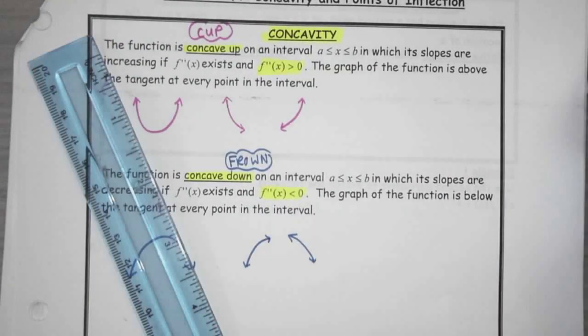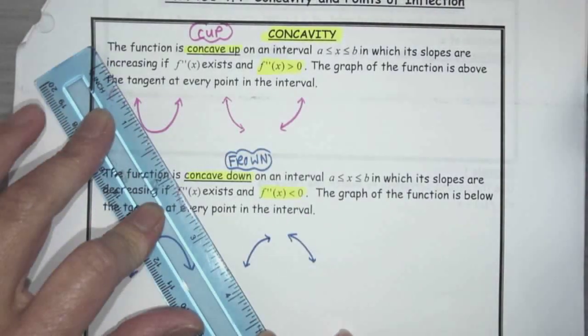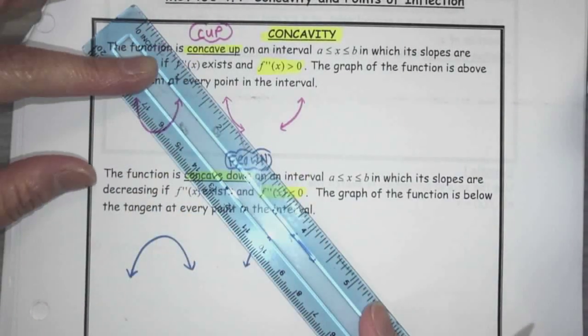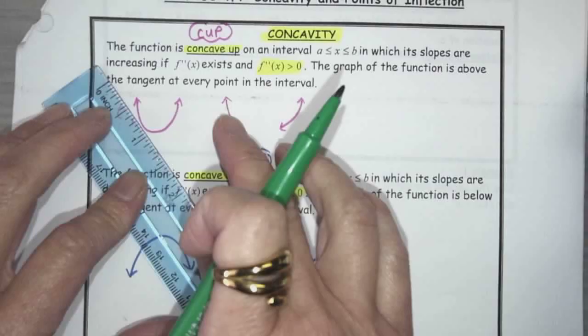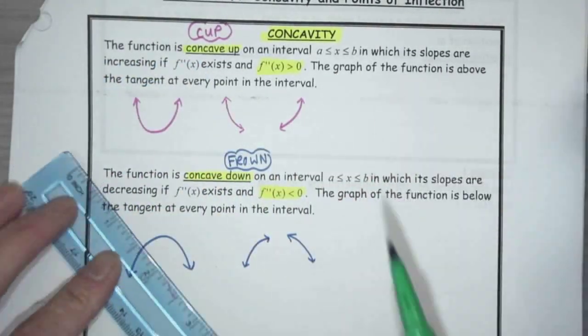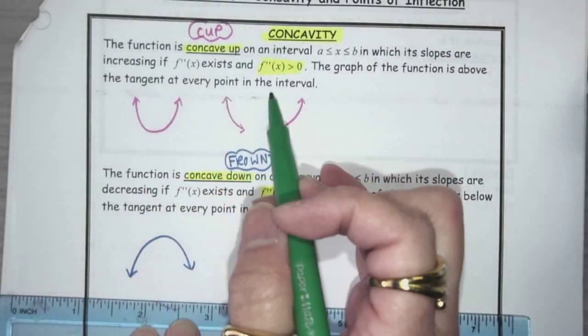Now, there's two things they want you to understand here. When you are drawing your tangents, where do you automatically draw your tangent for something that's concave up? You're going to draw it below. Right? There's no way I'm going to try to draw it above. That makes no sense. So automatically, even if it's just half, it's going to be below. So that's what the second part of the statement says. It says, the graph of the function is above the tangent at every point on the interval.